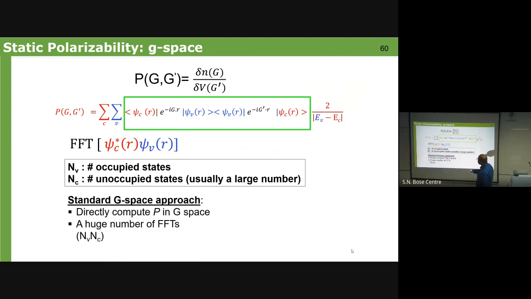Now, if you do a standard G-space approach, the number of Fourier transforms is Nv times Nc, because there is a summation going over both. Since the empty band count is huge, the number of FFTs is huge.